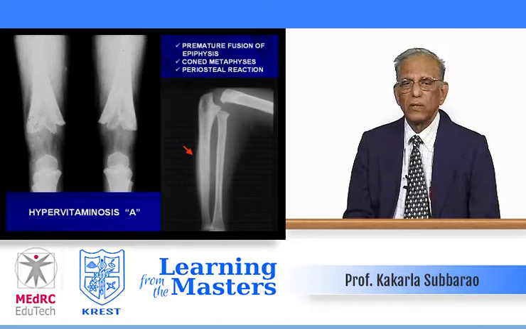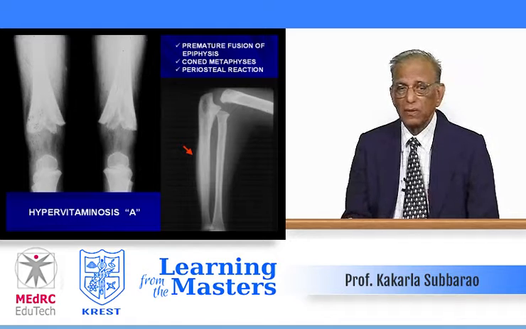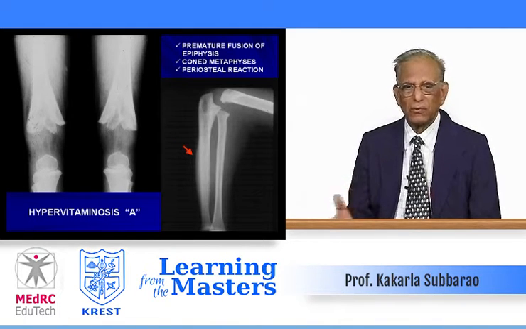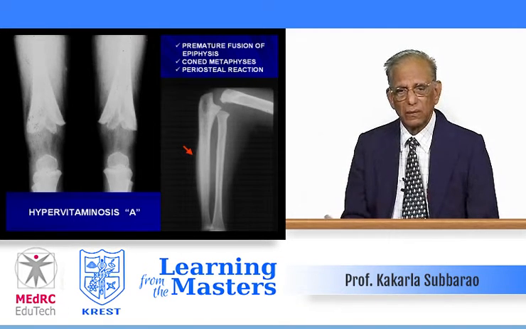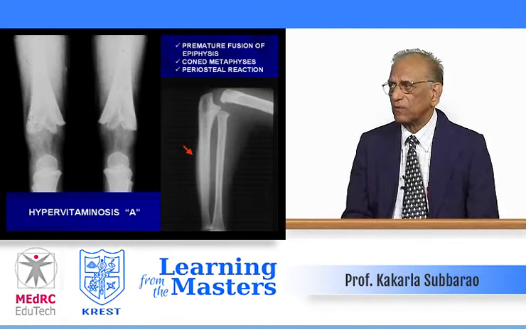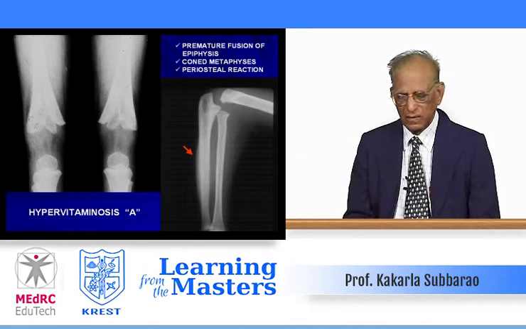Now we come to hypervitaminosis A. This is due to educated women or uneducated women, their anxiety to treat the child with vitamins. They give high doses of vitamins, including A. Premature fusion of epiphysis, cone metaphysis, and periosteal reaction, particularly the ulna, is characteristic.